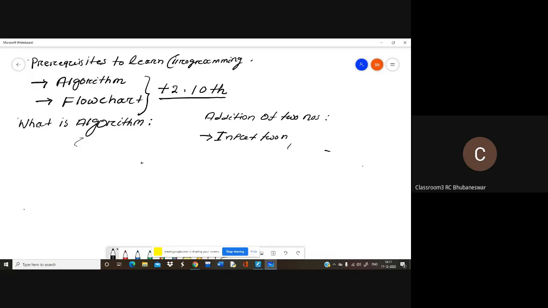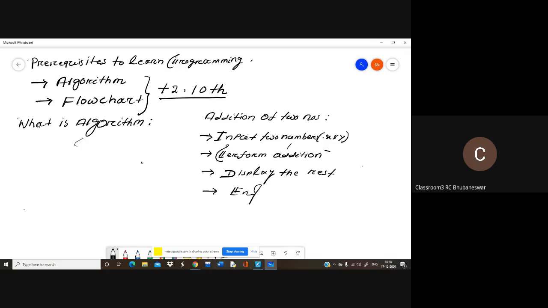Input two numbers. Let them be x and y. Next, what are we doing? Perform addition. What is the next step? After addition, display the result. Then put one more step, end of the program. Clear, everyone? So this is addition of two numbers.